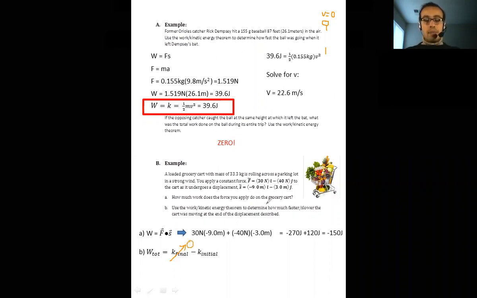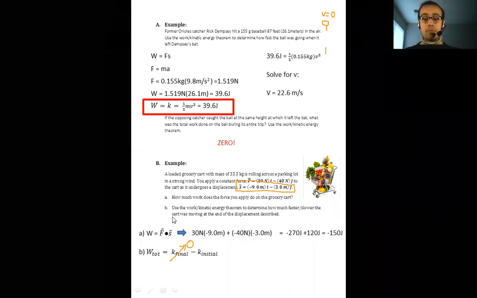Why am I doing that? Because we're only concerned with this particular displacement. We're assuming that outside of this, the cart either has come to a stop or we really don't care what happens to it. We're only looking at this particular displacement, so we can pretty much assume that the cart has stopped. So we say that the final kinetic energy is 0, and the total work is equal to the negative of the initial kinetic energy.